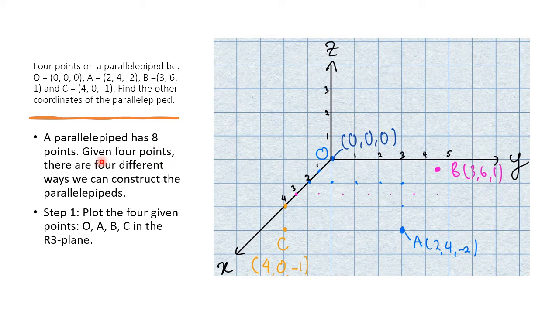So given the 4 points, we can construct 4 different parallelepipeds from the points. It's the same concept as the previous part of the question in part 1. There are different combinations of how you can arrange the points. So step 1, I'm going to plot the points that we have been given in an R3 plane.